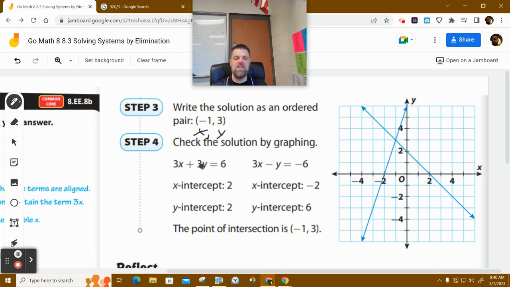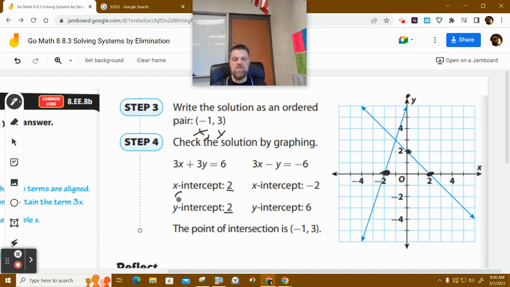If I plug in 0 for y, my x-intercept is 2. If I plug in 0 for x, my y-intercept is 2. So that's this equation. I have an intercept here and an intercept here. Same thing here. If I plug in a 0 for y, my x-intercept is negative 2. So that's going to cross right here. If I plug in 0 for x, I'm going to have a positive 6. So that's off the chart. It's way up here. Positive 6 is like up here.